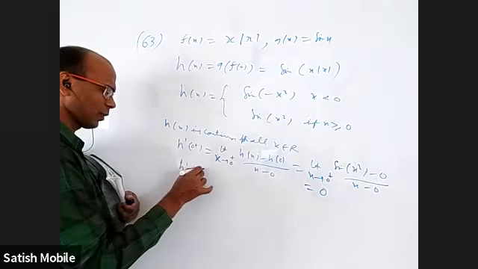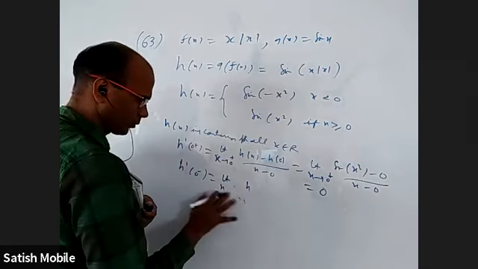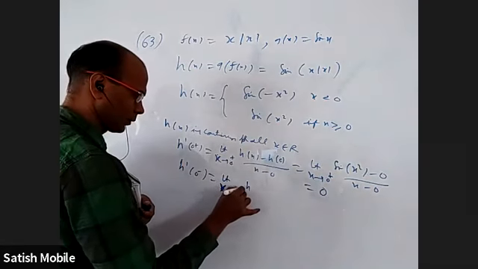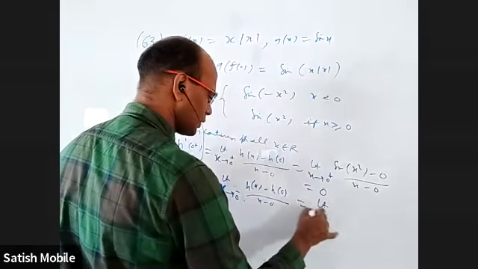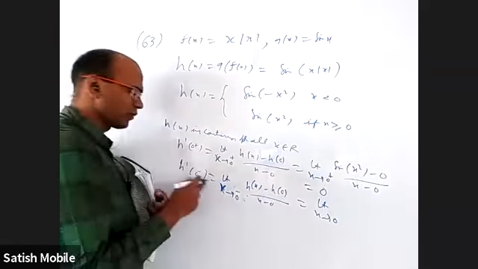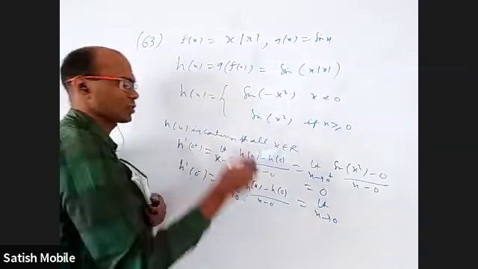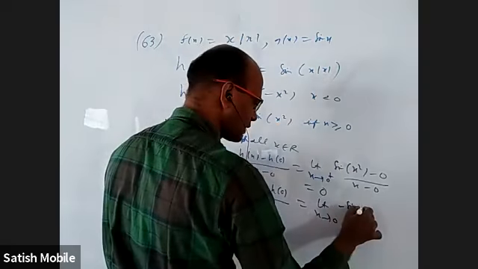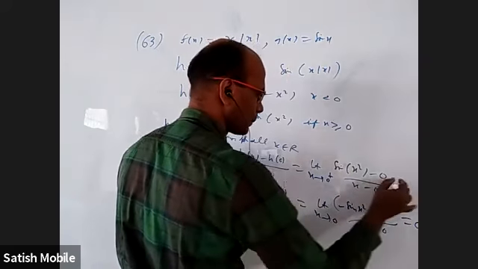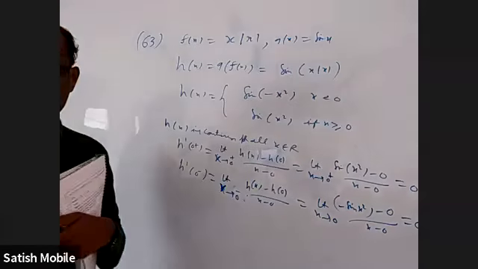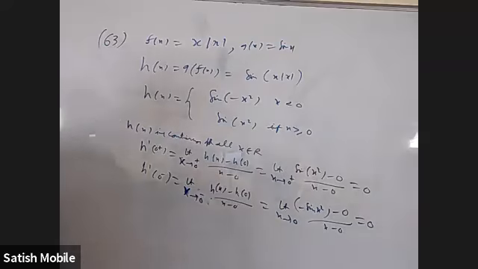H dash 0 minus is the limit x tends to 0 minus, sorry, of h of x minus h of 0 by x minus 0. Before 0, h of x is not this, it is this. So I have to write minus sine x square minus 0 by x minus 0, but still that is also 0. So right hand derivative is 0 and left hand derivative is also 0. So h dash 0 is 0.